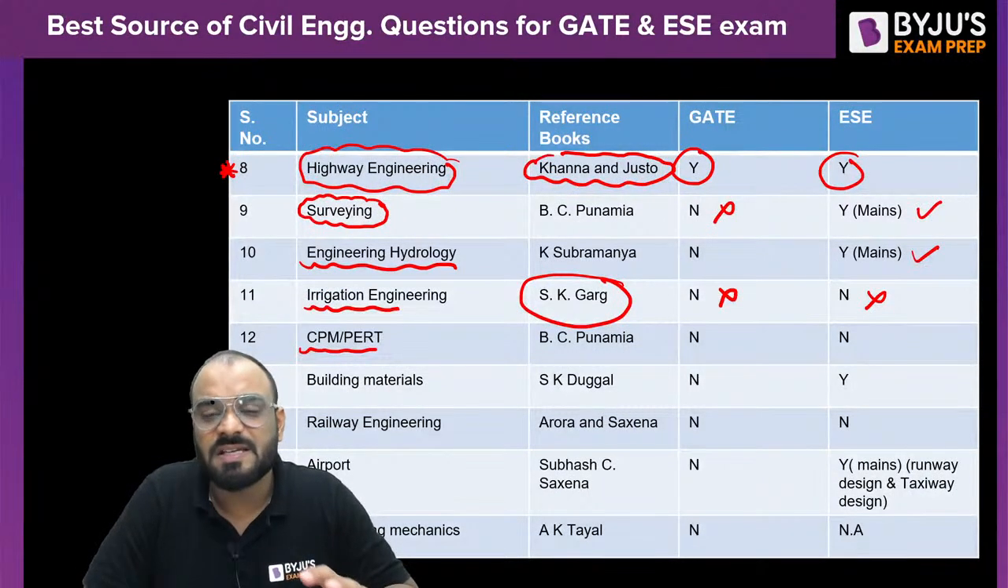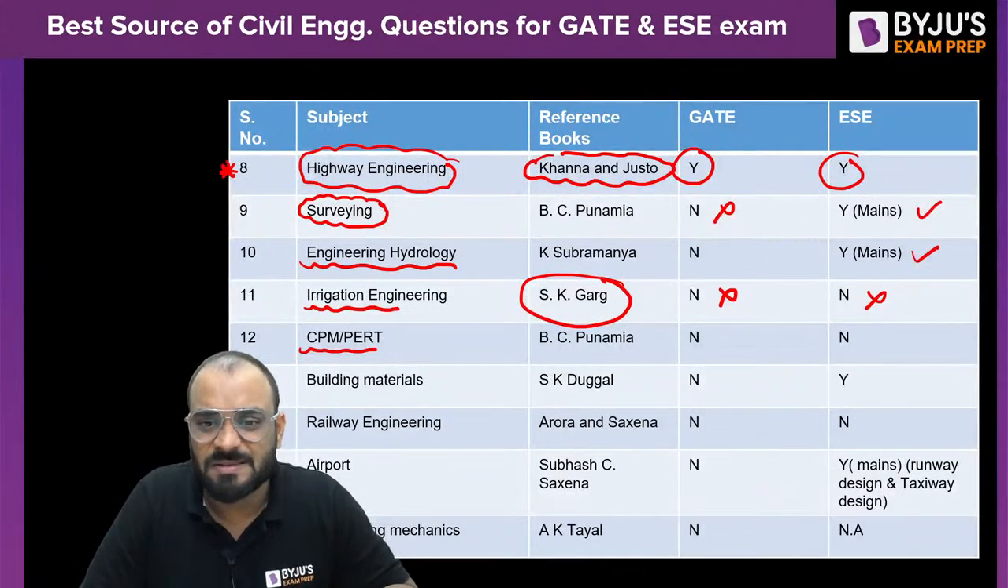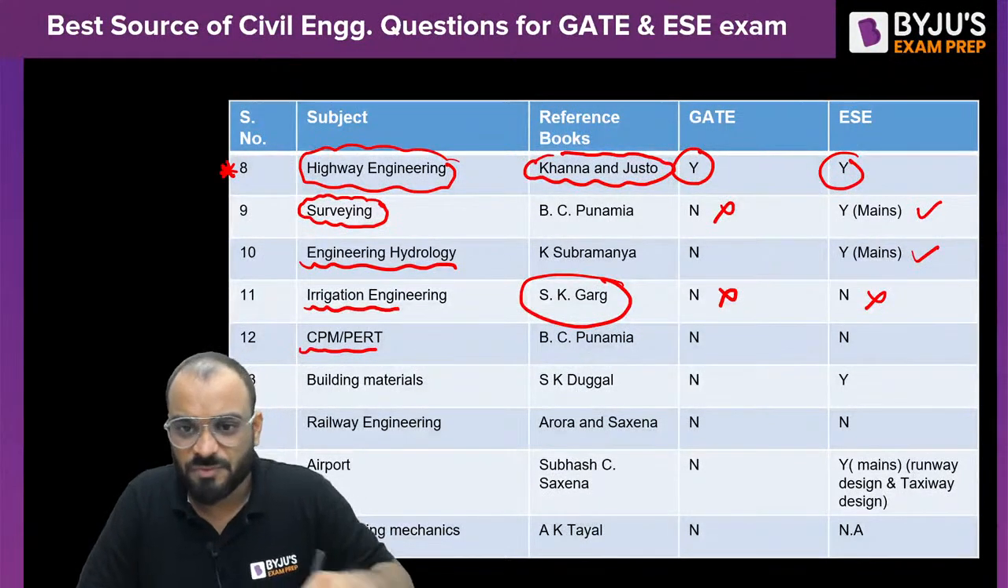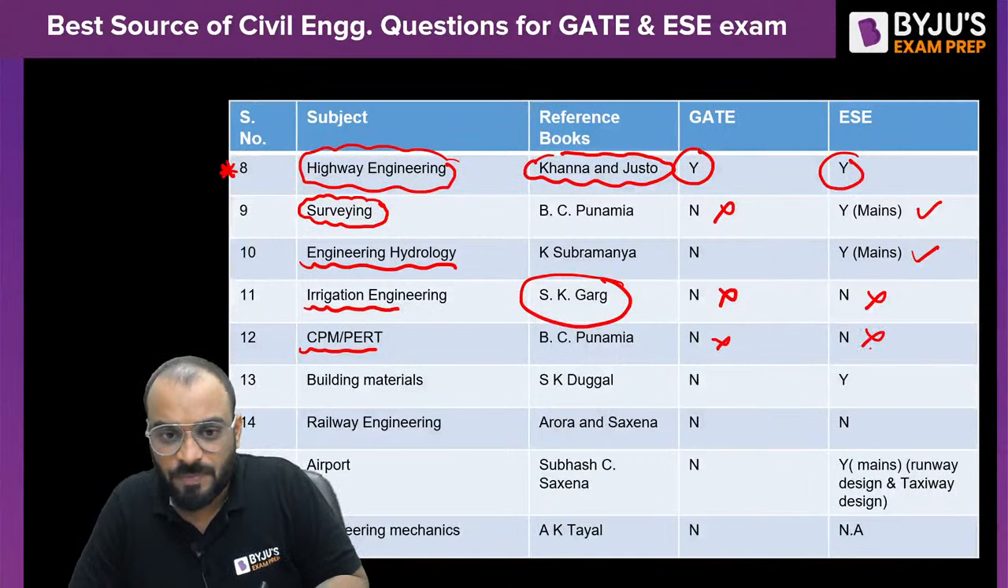But in ESE examination, you may get the question from this particular portion. But again, guys, for the mains examination as well as the GATE examination, it is not required, right? You can go with your PYQ portion only. So it is not required in this case.